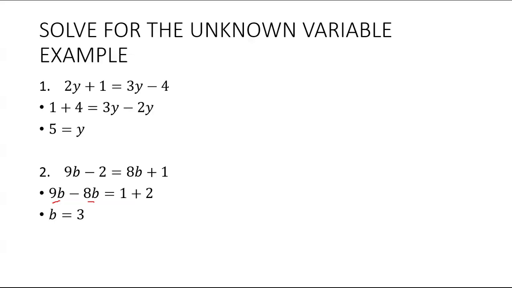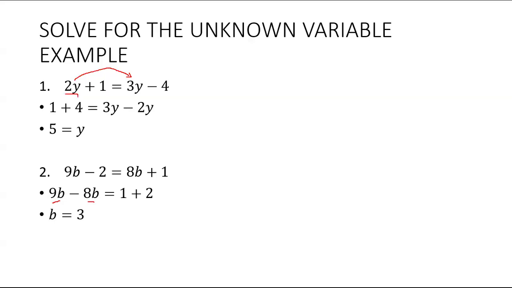Just to revise this. When you have the unknown variables on both sides, you move the variable that has the smallest coefficient to the variable that has the bigger coefficient. So you transpose the term that has the smaller coefficient to a term that has a bigger coefficient. And we're only talking about the terms that have unknowns or the variable.